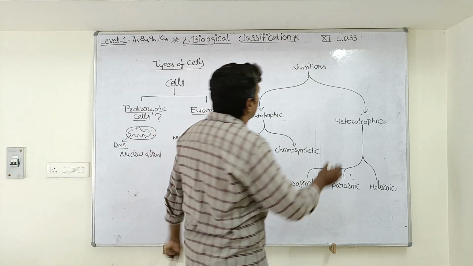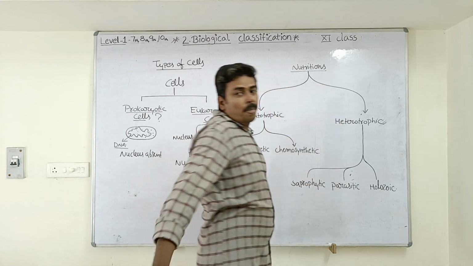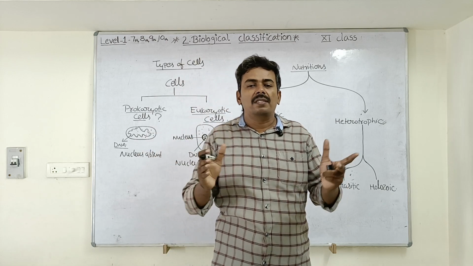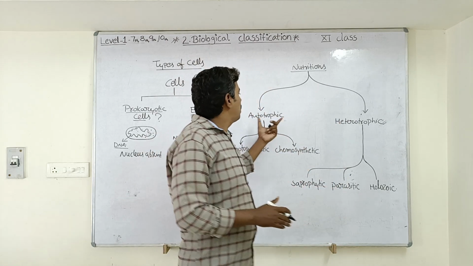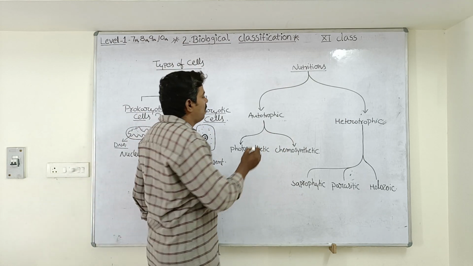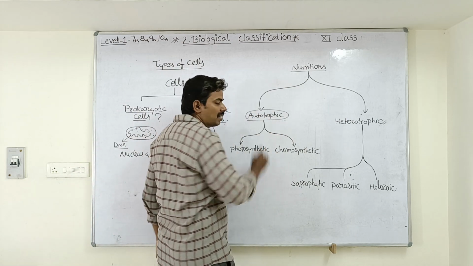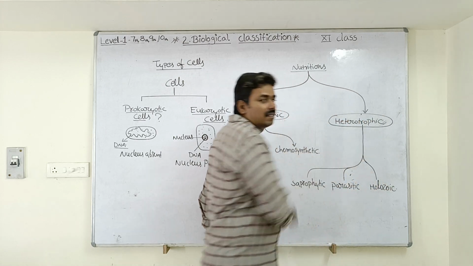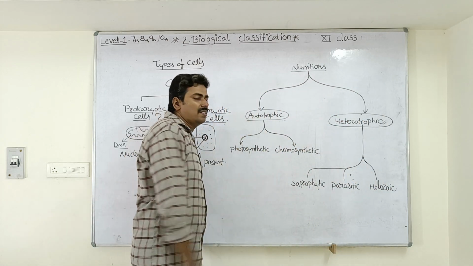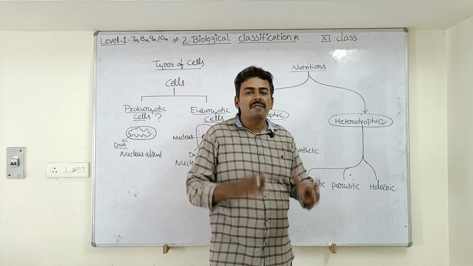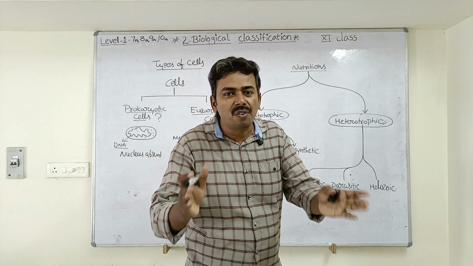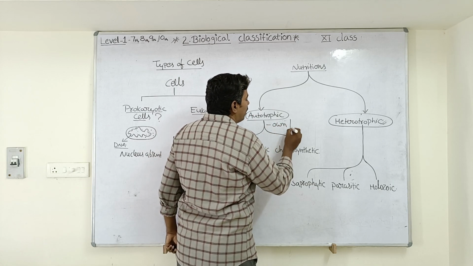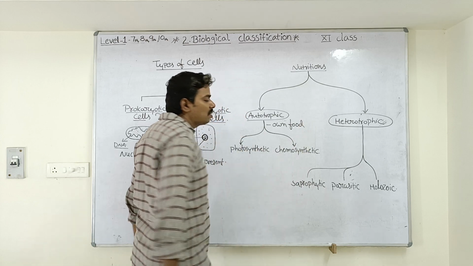Next, coming to the nutrition. So what is nutrition? The method by which living organisms obtain their food is called nutrition. So there are basically two types of nutrition. First one is autotrophic nutrition and second one is your heterotrophic nutrition. Come on students, what is autotrophic nutrition? It is a type of nutrition where the living organisms prepare their own food. They do not depend upon any other sources.